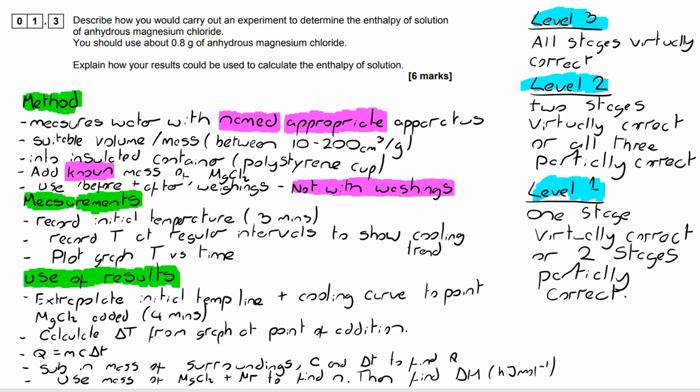To get level 3, to get 5 marks or 6 marks, you need to get all 3 of the stages, method, measurements and use of results, virtually correct. To get a level 2, 3 or 4 marks, 2 of them have to be perfect, or you have to have had a good stab at all 3 of them. And to get a level 1, 1 of those stages has to be virtually correct, or 2 of the stages have to be partially correct.